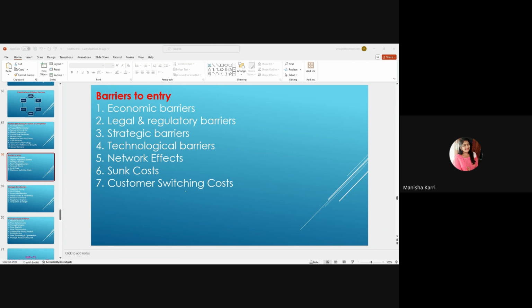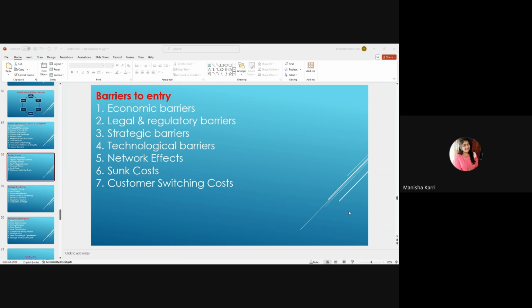All these come under legal and regulatory barriers. Strategic barriers means predatory pricing, where established firms may temporarily lower prices to a level that is unsustainable for new entrants, or control of essential resources. Next, aggressive advertising and brand loyalty. These all come under strategic barriers. Next, technological barriers means proprietary technology or research and development. All these come under technological barriers.